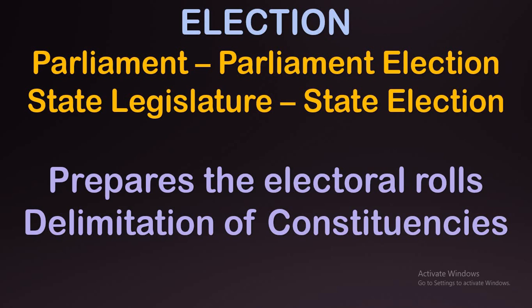What is the meaning of constituencies? According to the population, the constituency area will be divided. So it will be easy for the voters to vote, with the easiest way to reach. That is delimitation of constituencies: dividing the areas for the election.